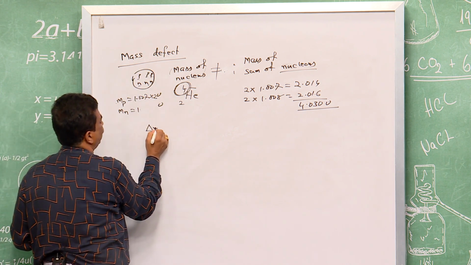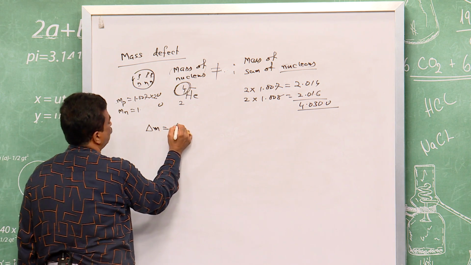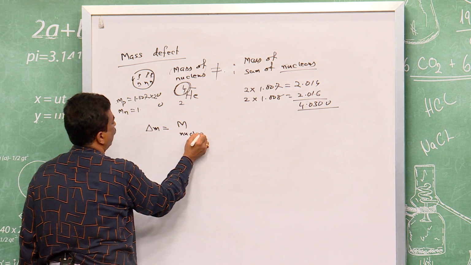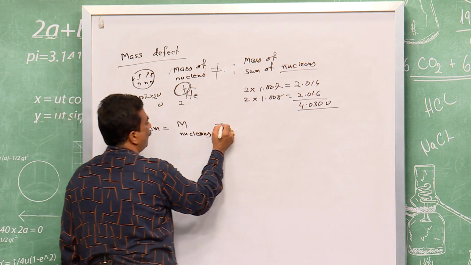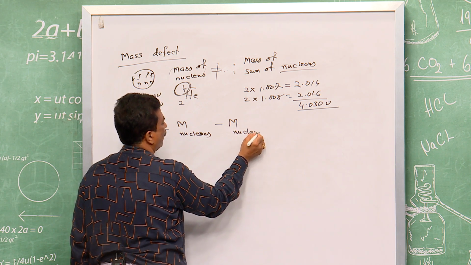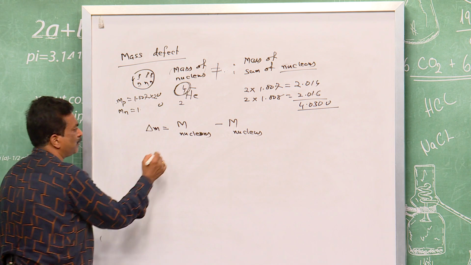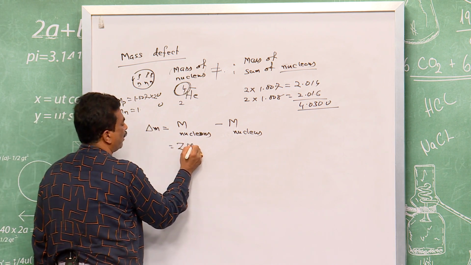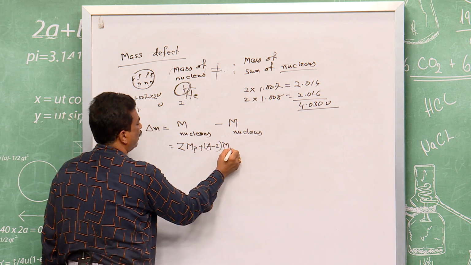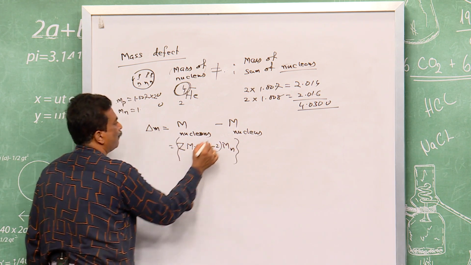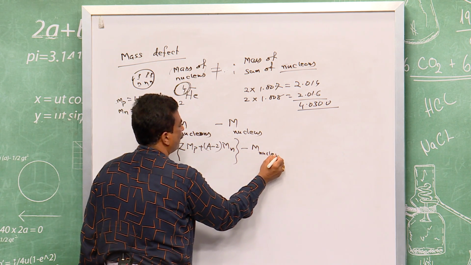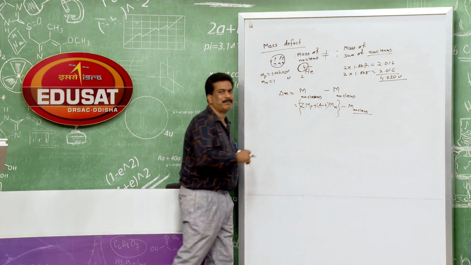Therefore, the mass defect del m equals the mass of the nucleons minus the mass of the nucleus. This is del m. So the mass of the nucleons means Z times mp plus (A minus Z) times mn, minus the mass of the nucleus. This is called the mass defect.